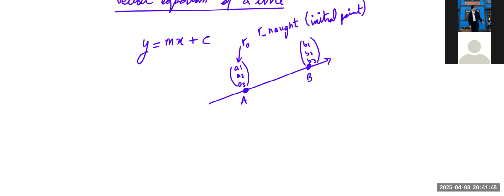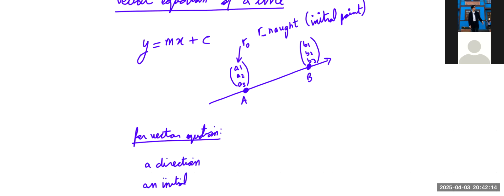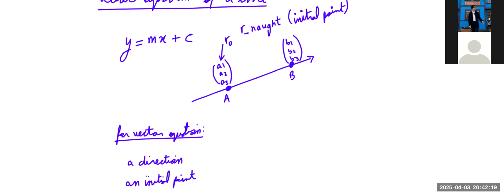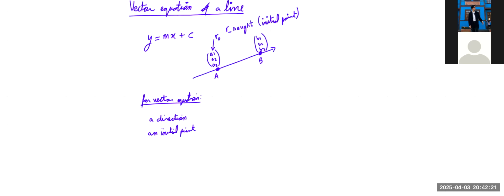How? What I do is I say that I need one direction. So I need two things for the vector equation. I need a direction and I need an initial point. And technically I have both of them at this point, don't I? Because I know an initial point, A1, A2, A3. I can also use B1, B2, B3 as an initial point, but I've written all of this, so I don't want to do that anymore.